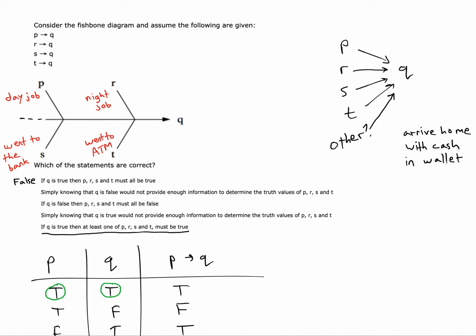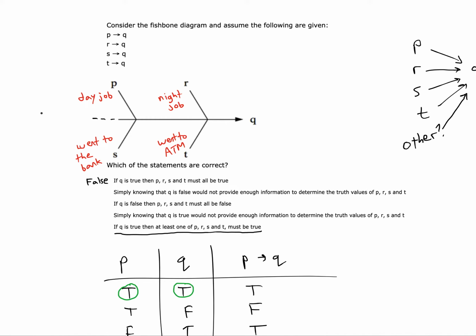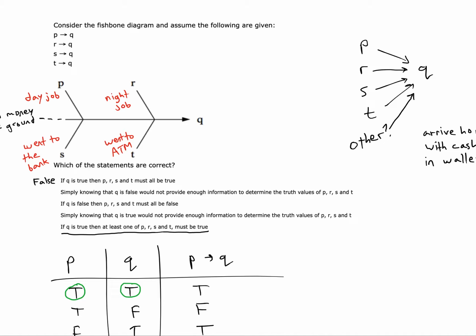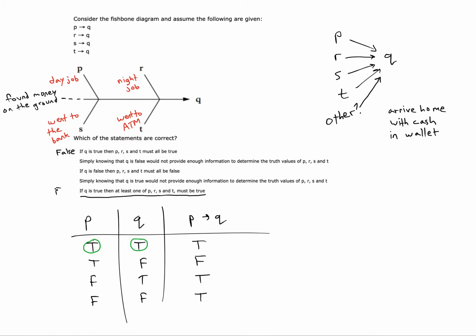If Q is true, then at least one of P, R, S, and T must be true. All right. If you look at the fishbone diagram, notice that it keeps going. P, R, S, and T may not be the whole story. There could be other reasons for cash, like for example, maybe you found money on the ground. That was a cause that we didn't list, that we didn't think of, but it could certainly be a cause for Q. So this one is actually false.